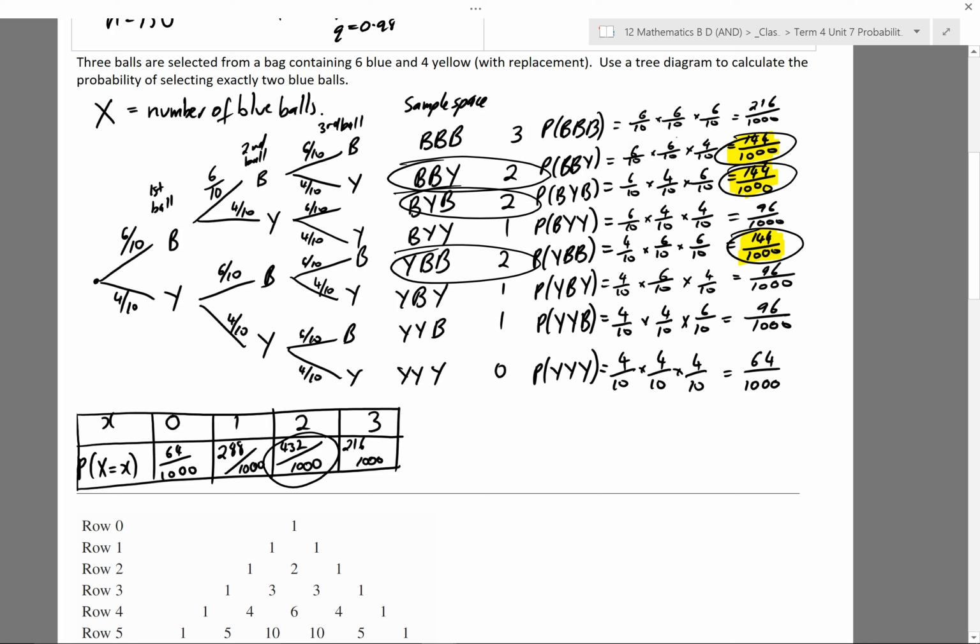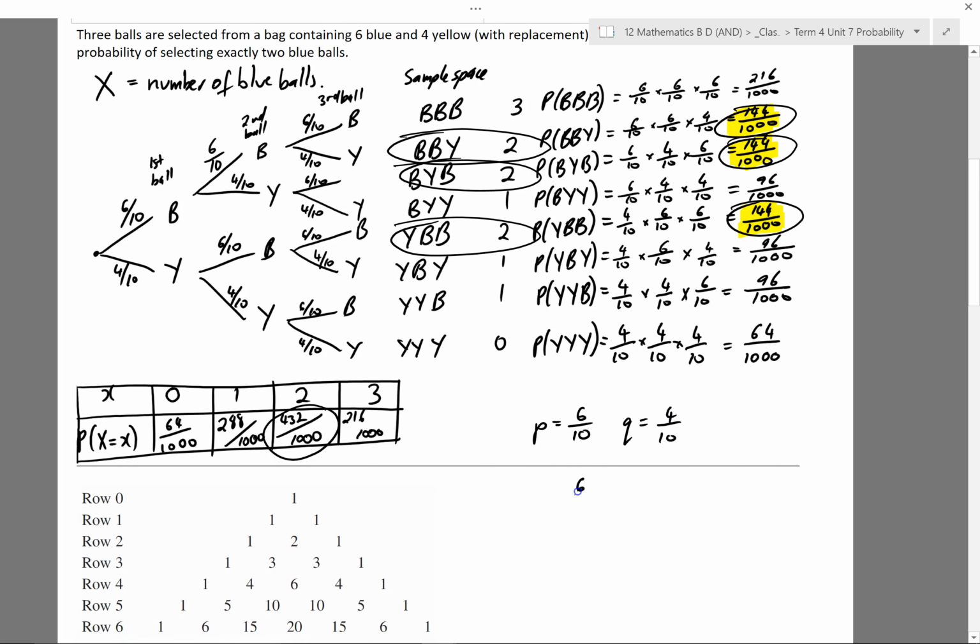So what we really should have done is found that the probability of success, so getting the blue ball, was 6/10, and the probability of failure was 4 over 10. So we should have just multiplied the success by the failure, and then multiplied that all by 3 for the 3 different outcomes that there are.